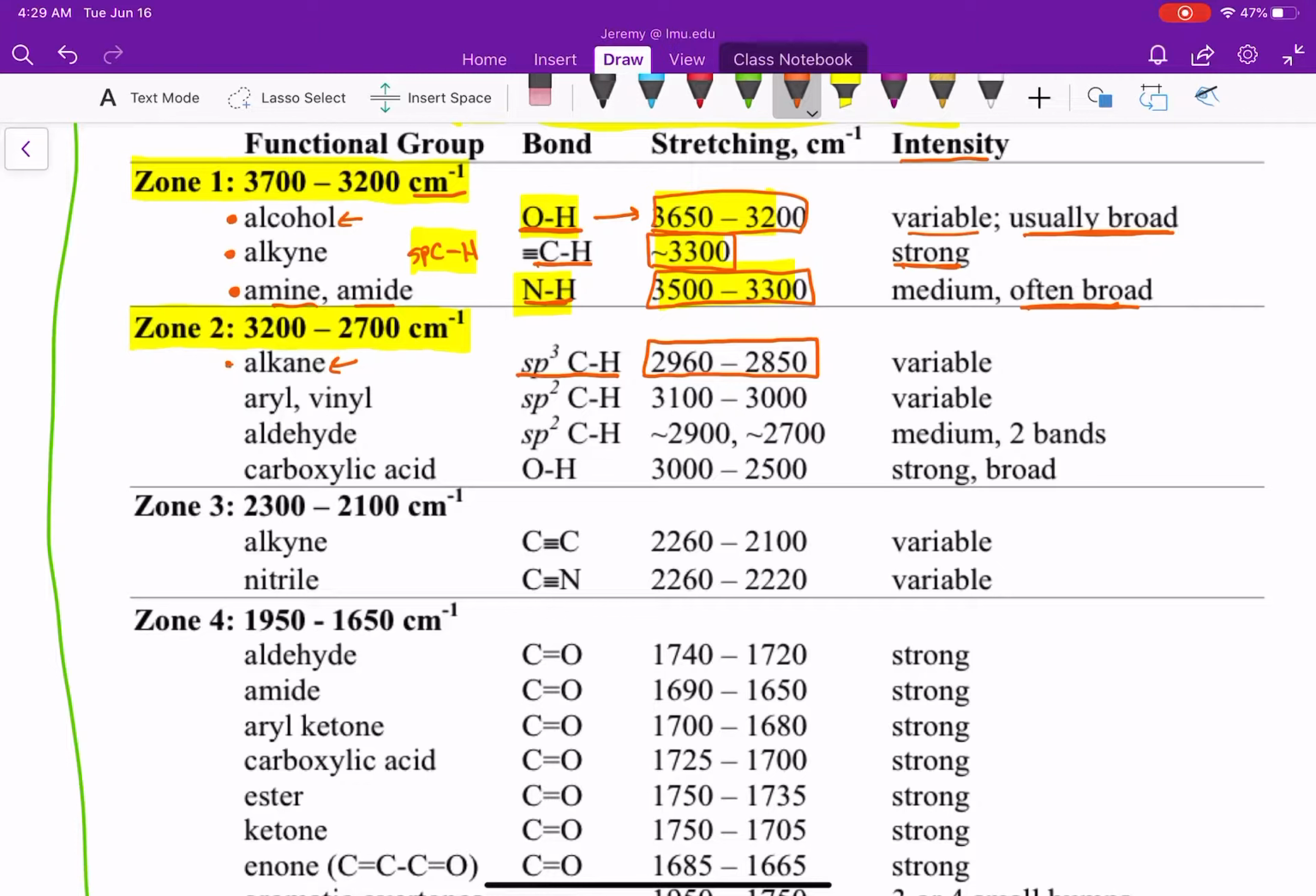Next is aryl or vinyl. That's an sp2 C-H. That can come between 3,100 and 3,000 wave numbers. And you'll see that for both of these, the intensities can be variable. Sometimes these peaks are very intense, other times they can be small.